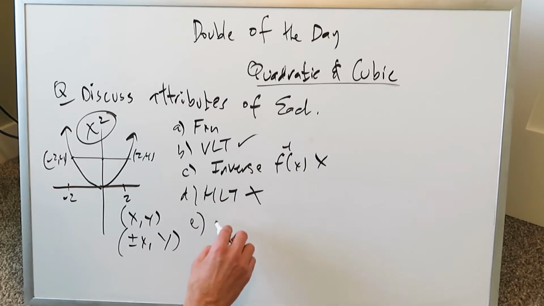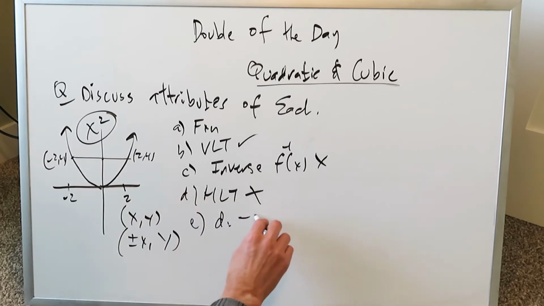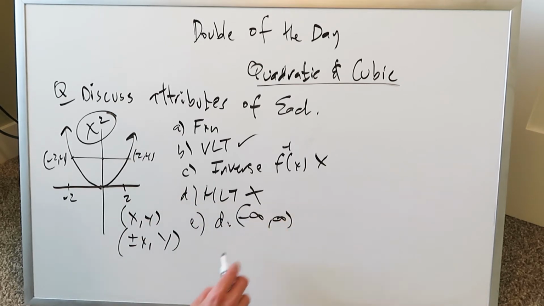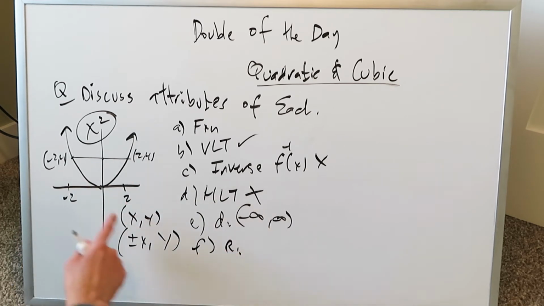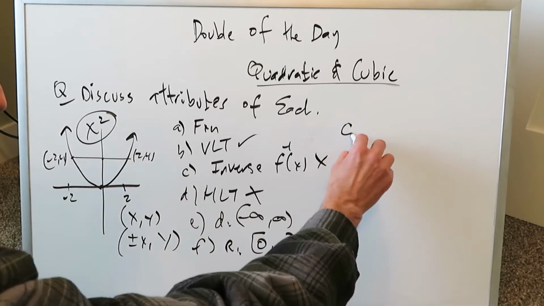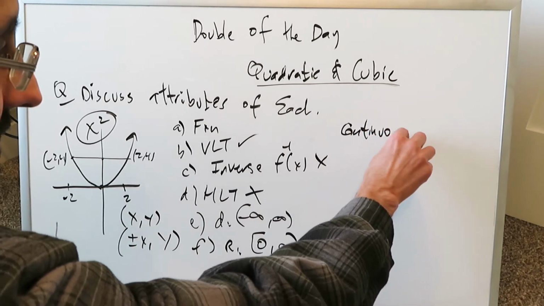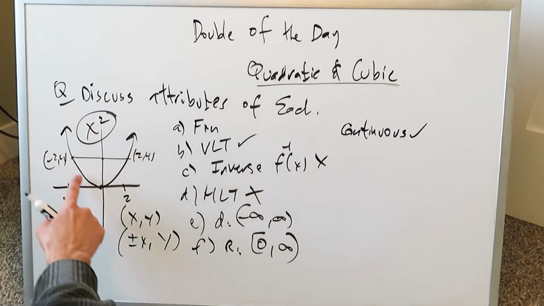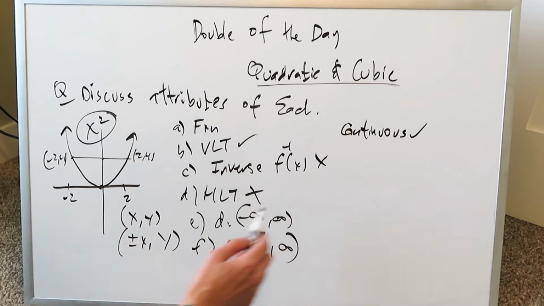Another thing, it has a domain minus infinity up to infinity, right to left, minus infinity to infinity, left to right extent. It has a range. If you are looking here at a vertex at the origin, 0 up to infinity including 0. It's a continuous function for sure, because if you were to trace this function, it would very well be traceable without lifting your pen or your marker.